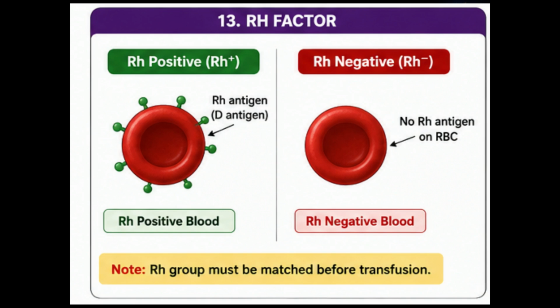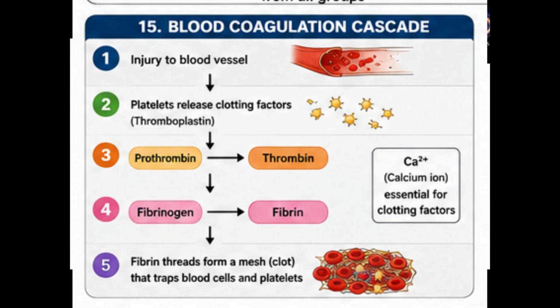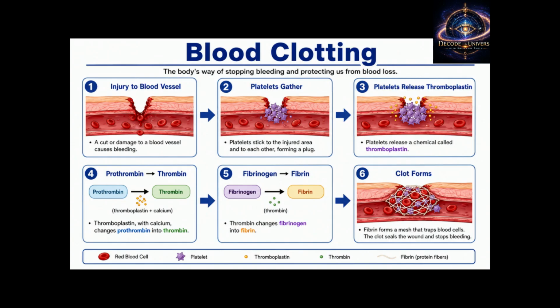Special case. If an Rh negative mother carries an Rh positive foetus, the first pregnancy may not be seriously affected. But during delivery, mother may be exposed to fetal Rh positive blood and produce antibodies. In later pregnancies, these antibodies may destroy fetal RBCs. This condition is called erythroblastosis fetalis. It can be prevented by giving anti-Rh antibodies to the mother after first delivery.